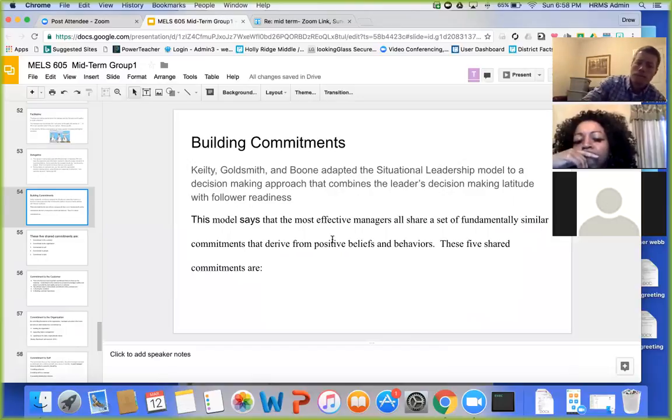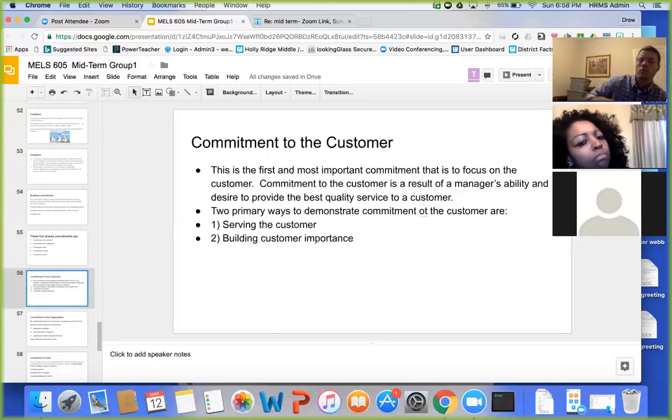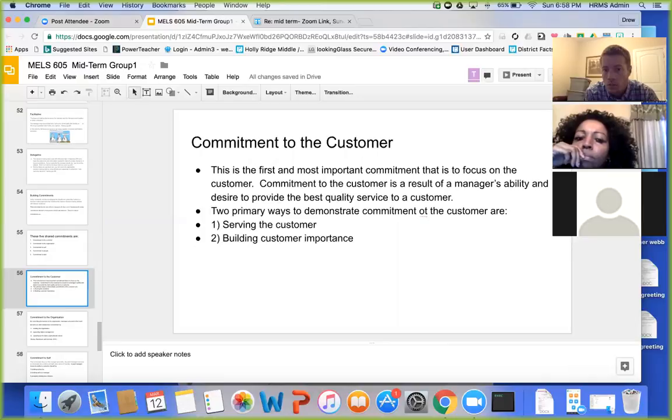And there are 5 different commitments that we have. The first one is the commitment to the customer. The second one, commitment to the organization, commitment to self, commitment to people, and commitment to task. And when we talk about the commitment to the customer, this is the first and foremost important commitment that we have, and that's just making sure that the customer gets great customer service or whatever they're wanting, that their needs are being met.